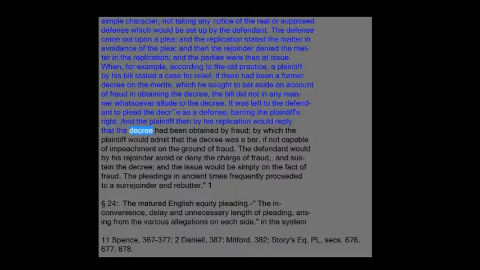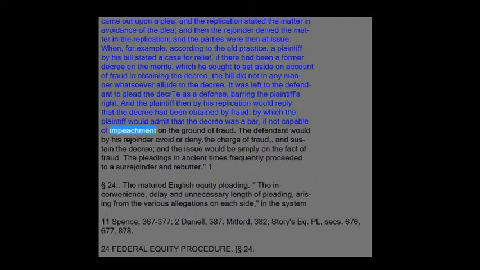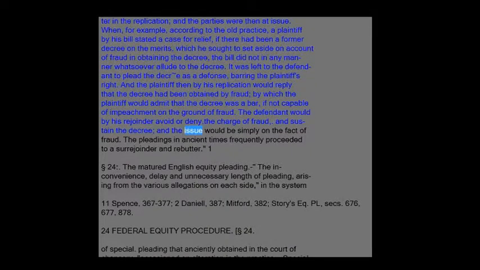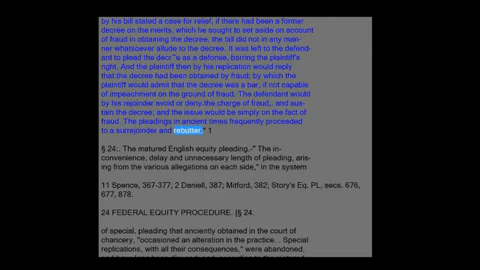And the plaintiff then by his replication would reply that the decree had been obtained by fraud, by which the plaintiff would admit that the decree was a bar, if not capable of impeachment on the ground of fraud. The defendant would by his rejoinder avoid or deny the charge of fraud, and sustain the decree, and the issue would be simply on the fact of fraud. The pleadings in ancient times frequently proceeded to a surrejoinder and rebuttal.